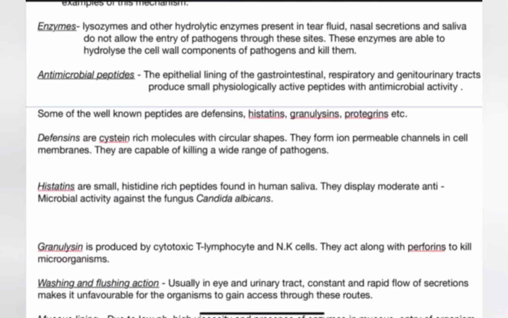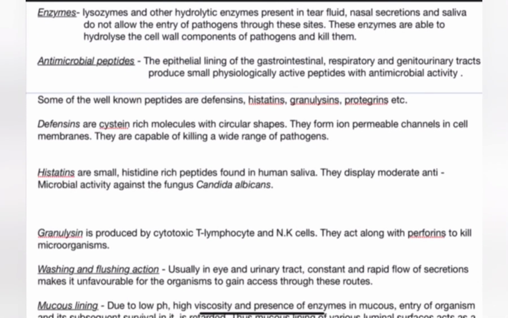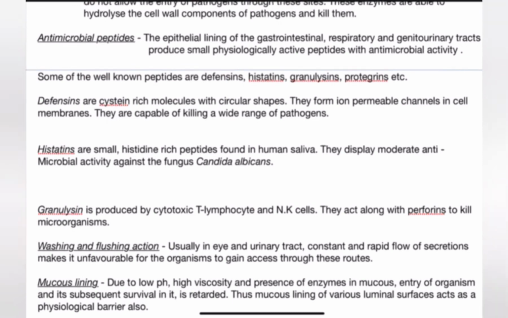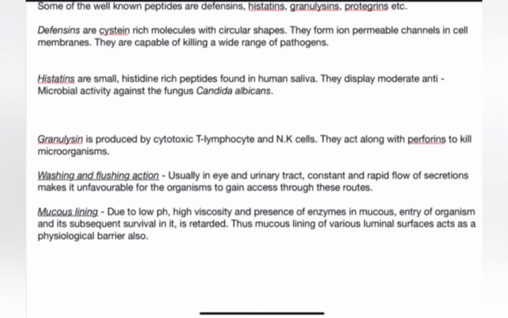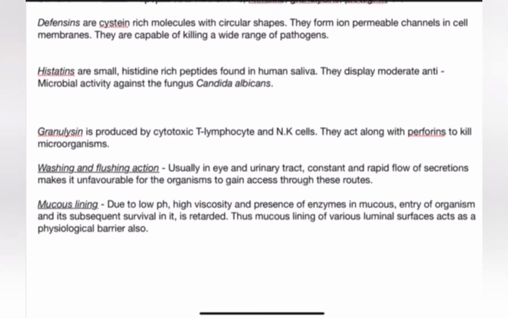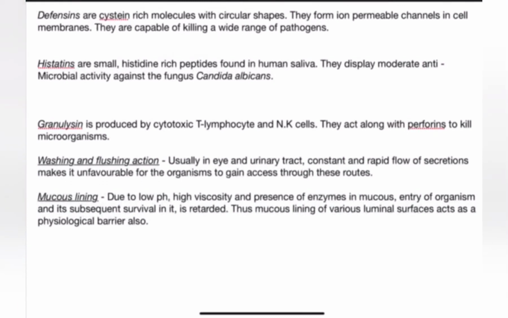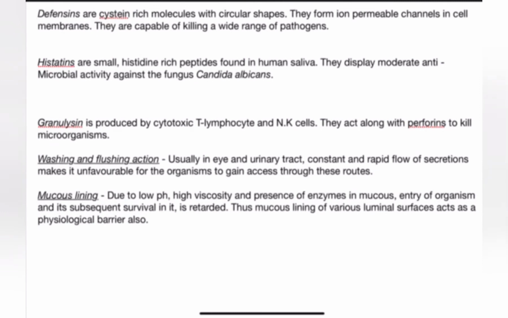Next type of barrier is washing and flushing action. This is the common mechanism present in the eye and urinary tract. The constant and rapid flow of secretions makes it unfavorable for organisms to gain access through these routes. That's how it acts as a line of defense. Next, we have mucus lining. Due to low pH, high viscosity, and presence of enzymes in mucus, entry of organisms and their subsequent survival in it is retarded. Thus, mucus lining of various luminal surfaces acts as a physiological barrier also.